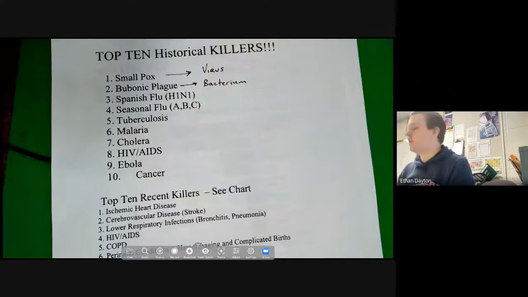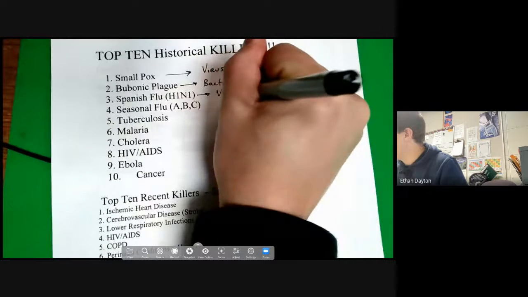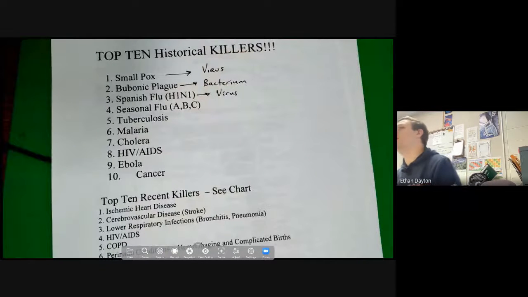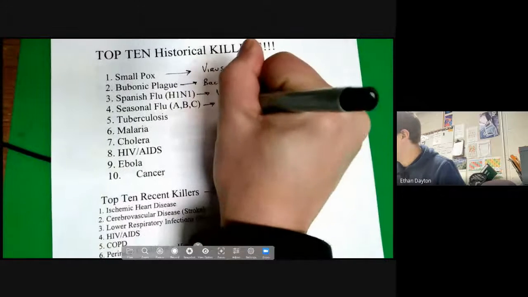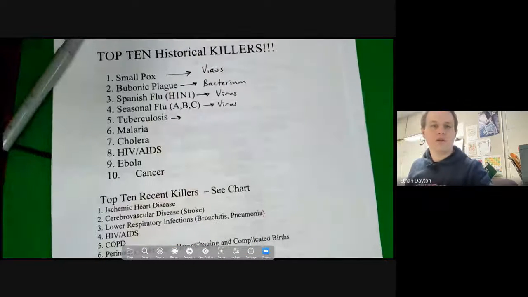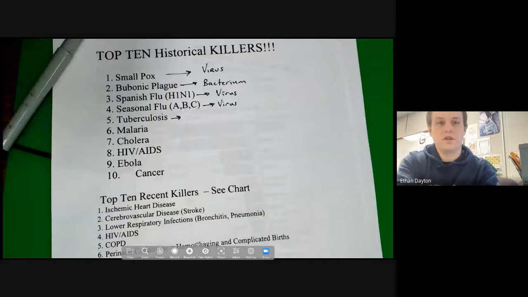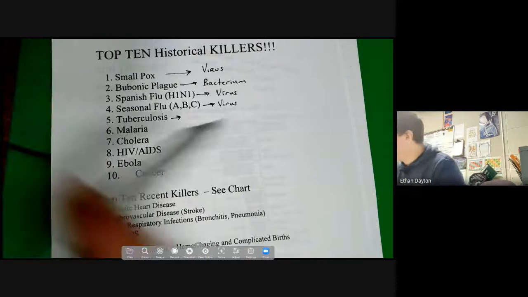Okay. H1N1, Spanish flu, is an H1N1 virus. That was in like 1919, 1920. Seasonal flu is also a flu virus. Tuberculosis, TB, would be a bacteria, I think. Yes, very good. Tuberculosis is a bacteria.